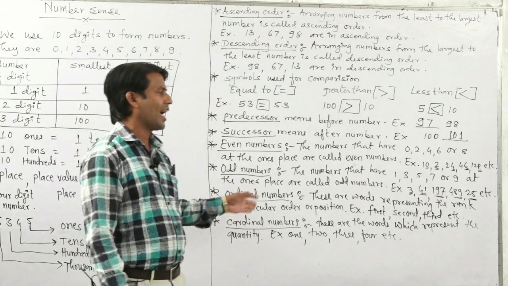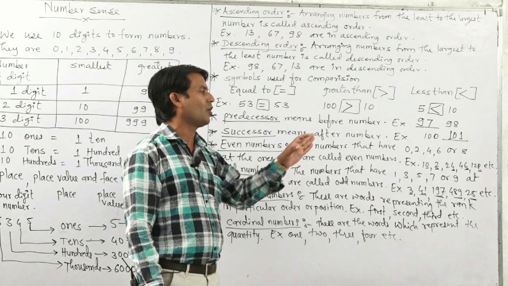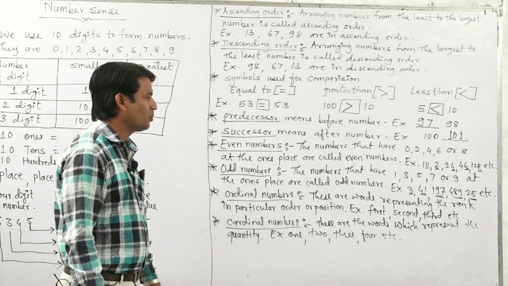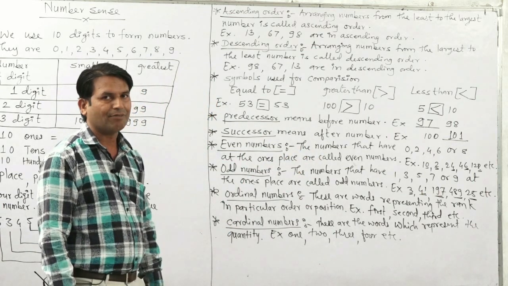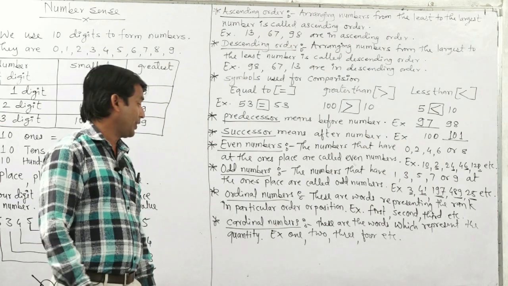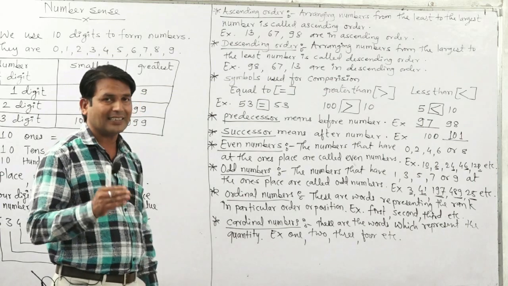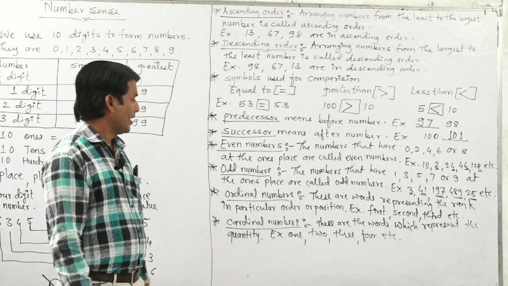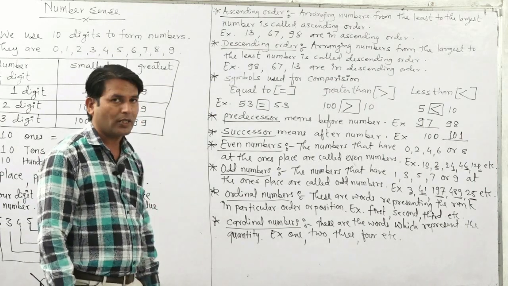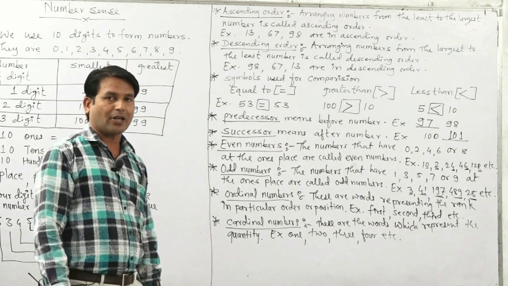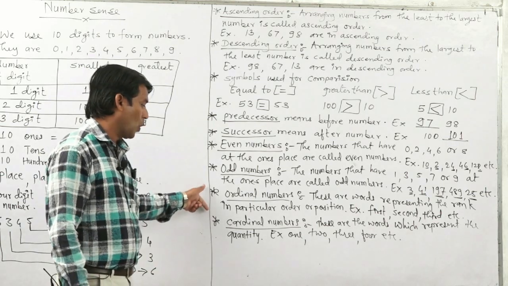Then what is meant by even numbers? The numbers that have 0, 2, 4, 6 or 8 at the ones place are known as even numbers. And what is meant by odd numbers? The numbers that have 1, 3, 5, 7 or 9 at the ones place are known as odd numbers.